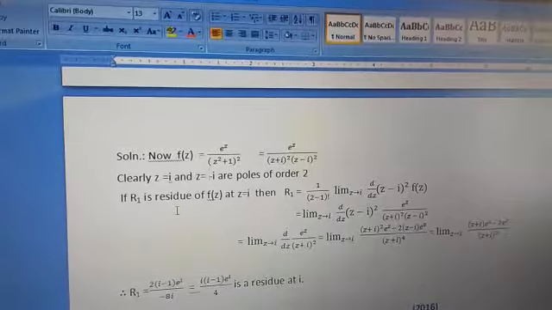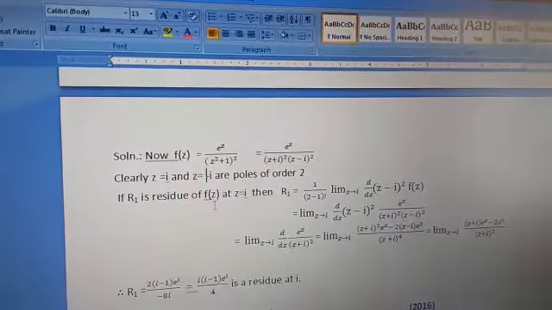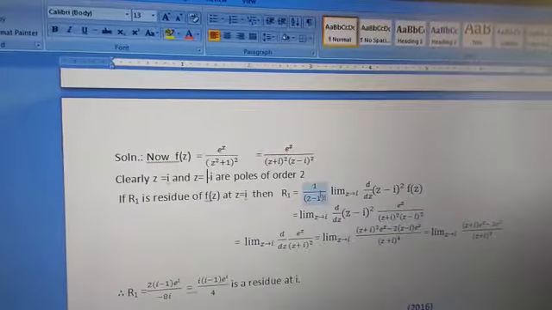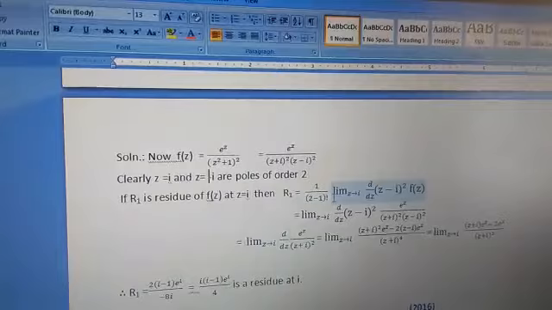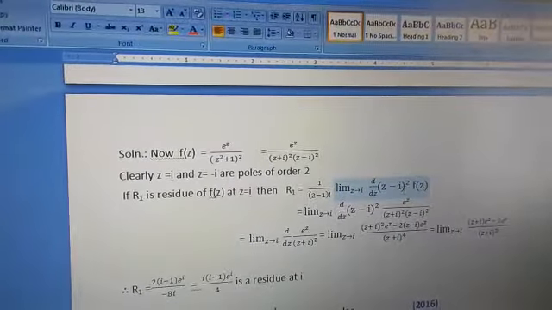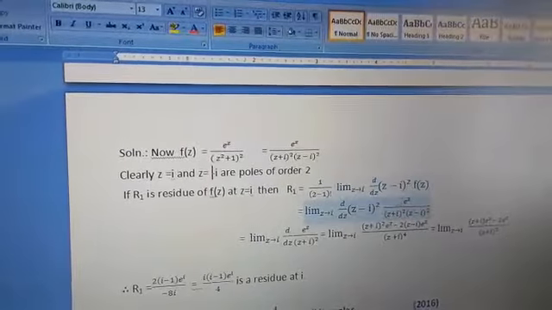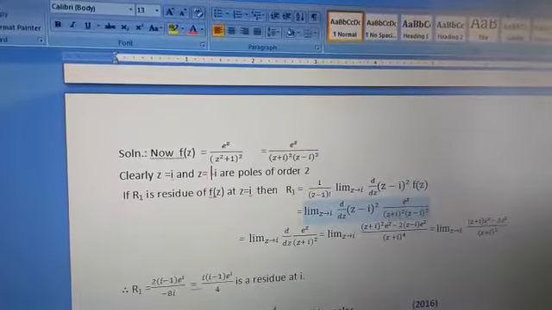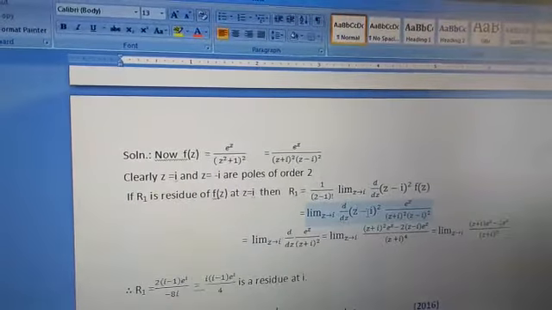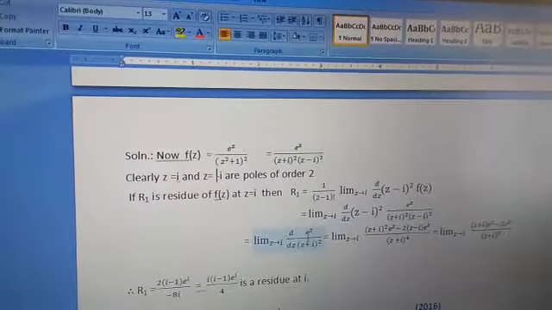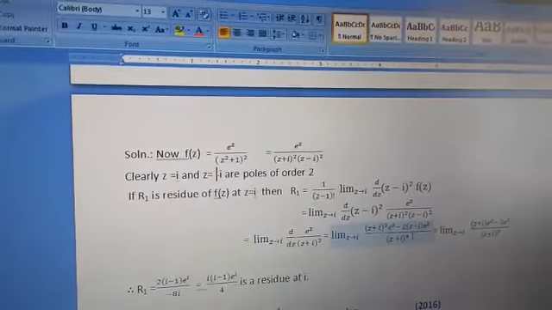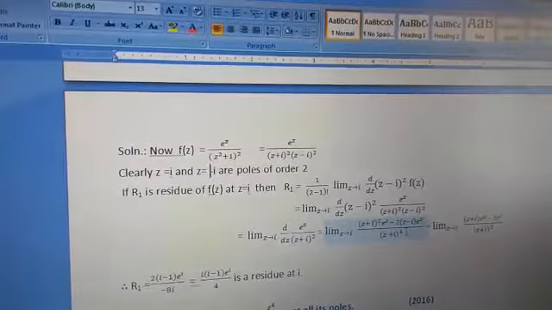So let R1 be the residue of the function f(z) at z = i. Then R1 is equal to 1 upon (2 minus 1) factorial, because it is of order 2, more than 1, therefore you have to apply the second procedure: limit of d by dz of (z minus i) whole square into f(z). So for f(z), you substitute e raised to z divided by (z plus i) whole square, (z minus i) whole square, and automatically (z minus i) whole square and (z minus i) whole square get cancelled. So the remaining function is just e raised to z upon (z plus i) whole square. This you have to differentiate and substitute the limit as z tends to i here.